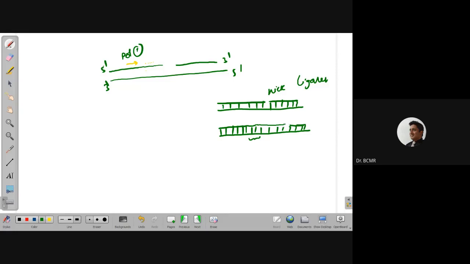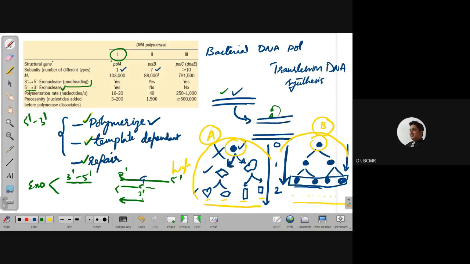And at one point, it will become a place like this, and ligase will act upon it and seal the gap. So this exonuclease activity is DNA polymerase chopping the DNA from here like this. It is moving from 5' to 3' direction, and that's why you call it 5' to 3' exonuclease activity. That is this one.